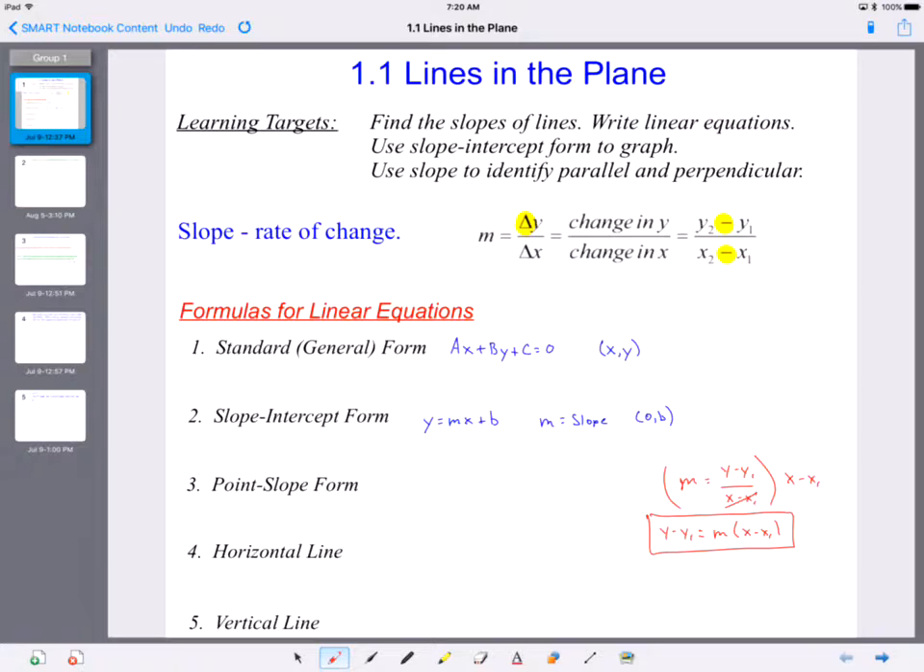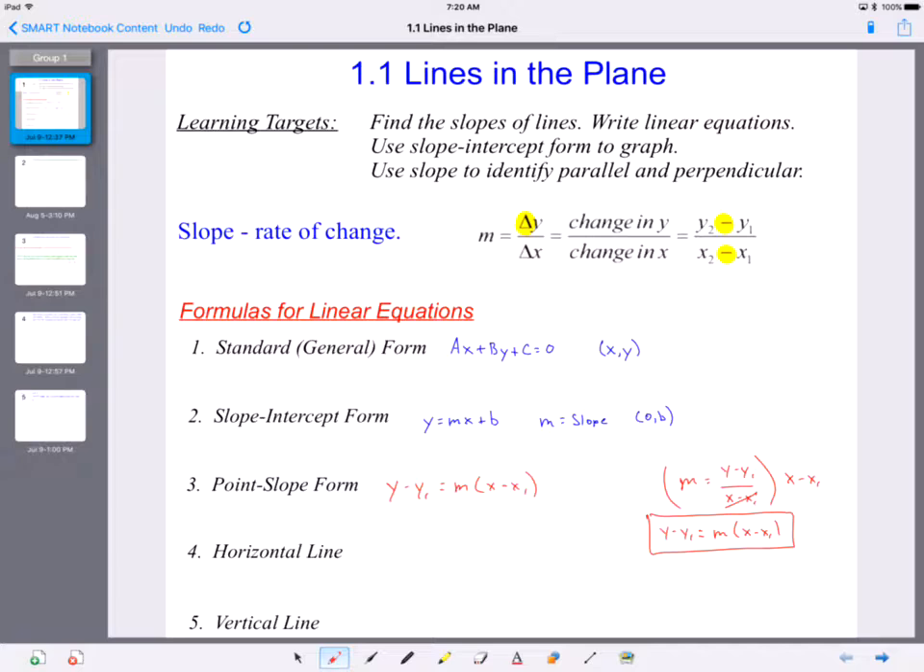And so if you've never seen this one before, or if you haven't used it much, it's definitely something we're going to be using this semester. I prefer it over slope-intercept when I'm trying to write an equation of a line in most cases. A lot of times you're given a point and a slope, and you can just plug it in and solve for y. So there's your point-slope form. It comes directly from the slope formula.